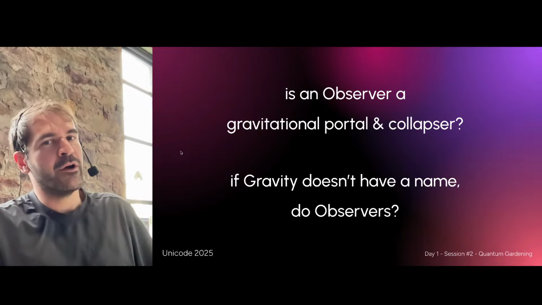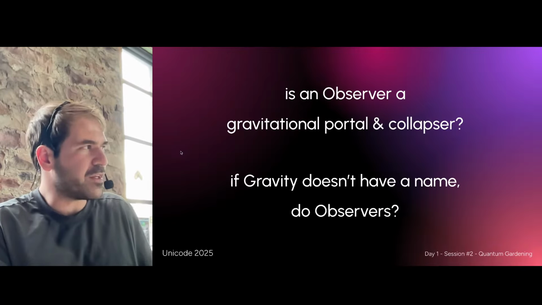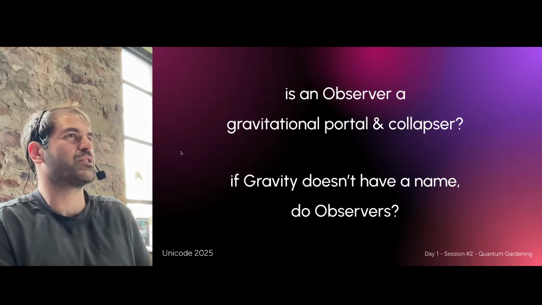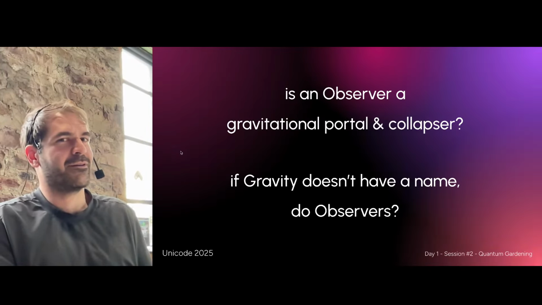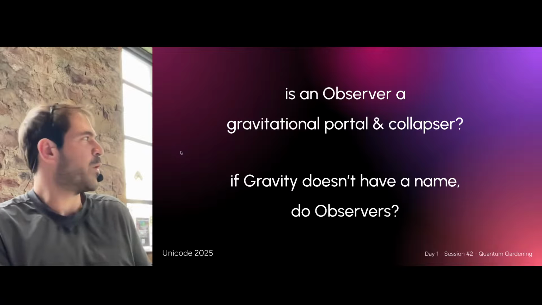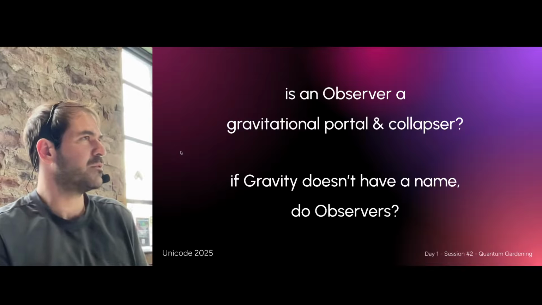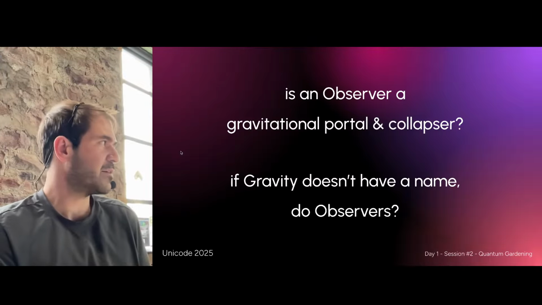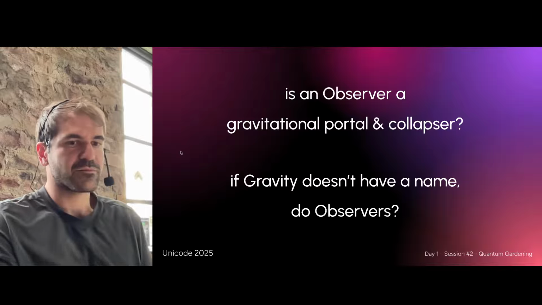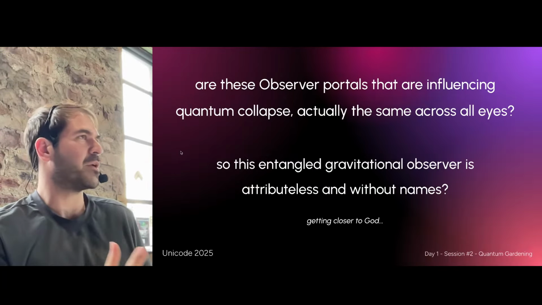As we give the observer this deeply, obviously special role in the nature of reality, now we're also having to ask, okay, who is the observer? If the observer is gravitational, where exactly is the name associated with the gravitational structuring and rendering that's happening right now? Where exactly is that name? So are these observer portals that are influencing quantum collapse actually the same across all eyes?